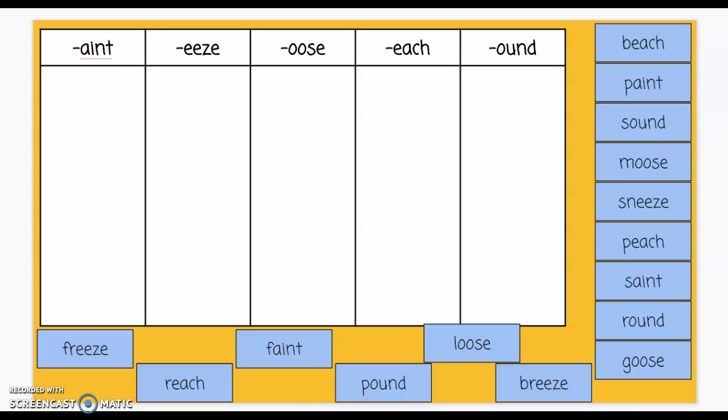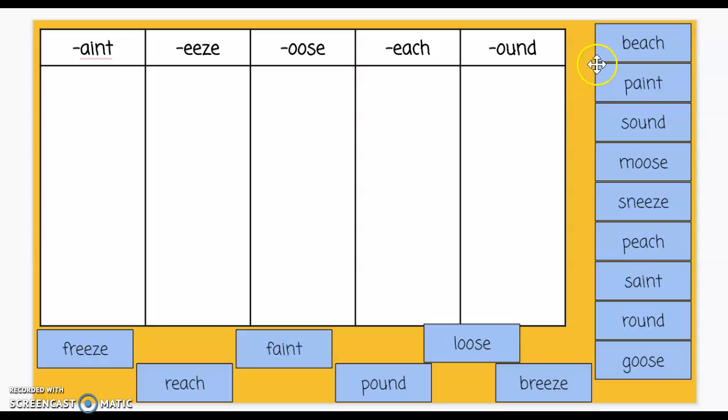In today's word study lesson, we learned about phonogram patterns. For today's assignment, you will need to sign onto Schoology and find this chart to complete. The first thing you'll notice is you see 5 different phonogram patterns that we have already reviewed. We have ain't, ease, oos, each, and ound.